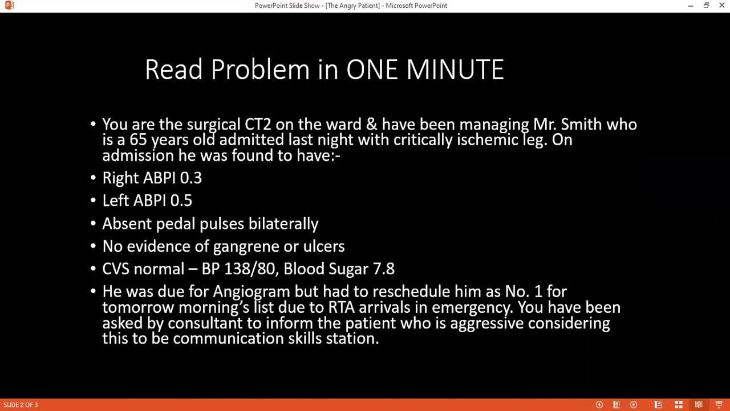Yes, Mr. Smith, I'm really sorry for that, and I really apologize for this situation. However, before giving this kind of painkiller, I need to involve my consultant, and only after taking his permission can we arrange this kind of painkiller for you. So till then, I can give you another painkiller, which is stronger, and it will give you pain relief. Okay, ma'am, proceed.